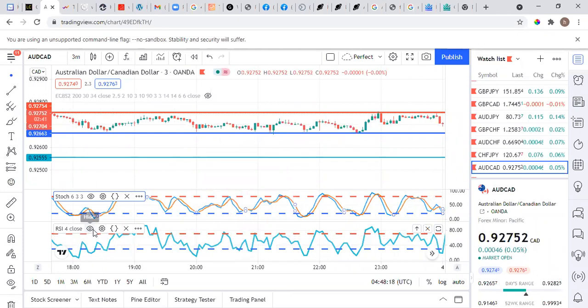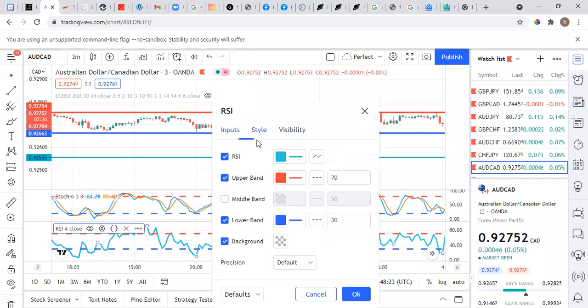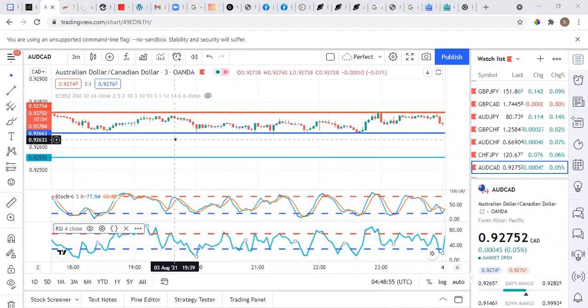Then for the RSI, you can make the length 4. Then you set the color based on your preference. I like to make the upper band red and the lower band blue. You can make it a dashed line, straight line or dotted line, anything. Then once you are done, you can come here and save as default so that you don't have to reset again whenever you come back to using the tool. Okay, so go and watch your video for that.